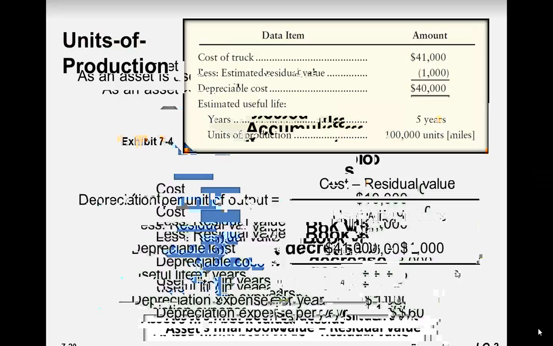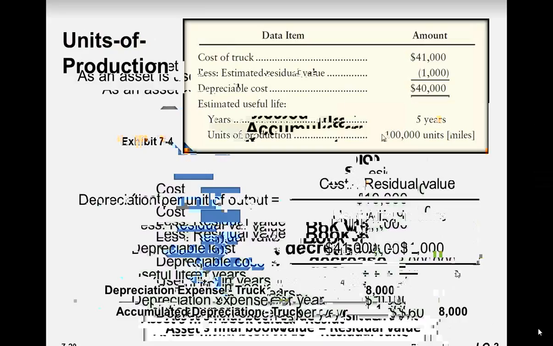And the depreciation entry is always the same. Depreciation expense and accumulated depreciation for whatever our asset is. In the units of production, it will be a different amount each year, or could be a different amount each year.